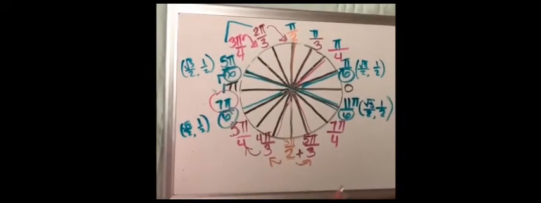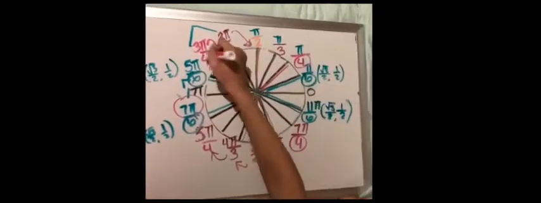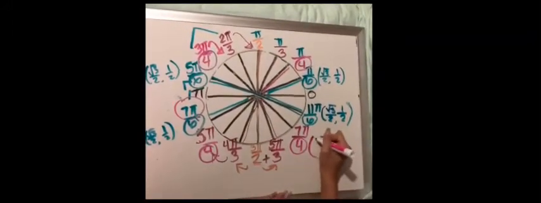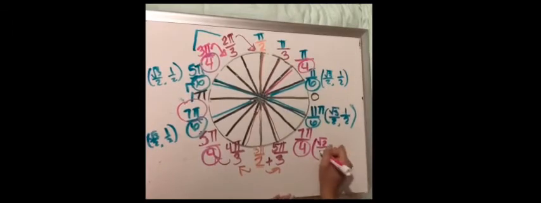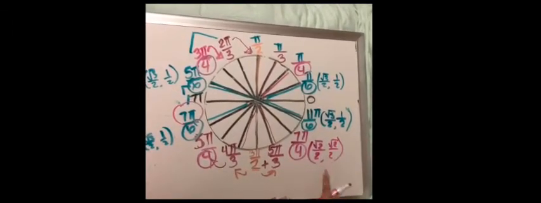Next is 4 as a denominator. When you have 4 as your denominator, your x coordinate is always going to be square root of 2 over 2, and the y coordinate is square root of 2 over 2. The x and y values are the same numbers.